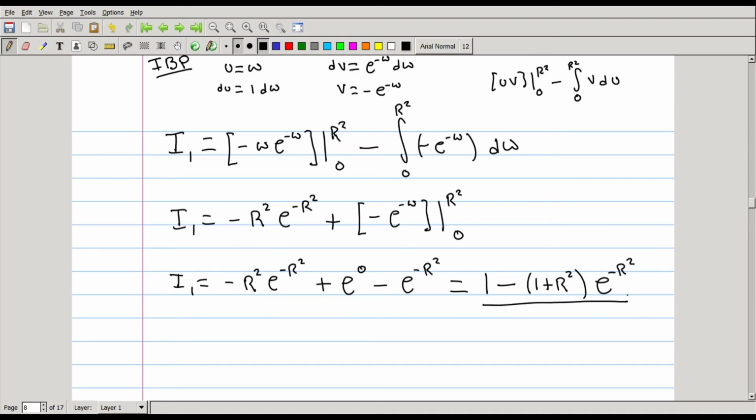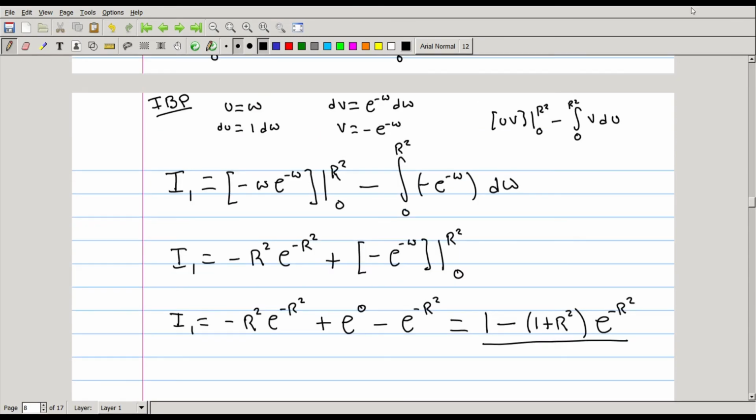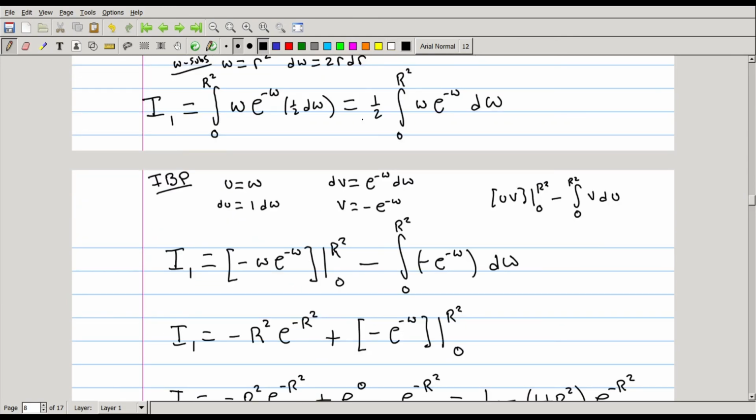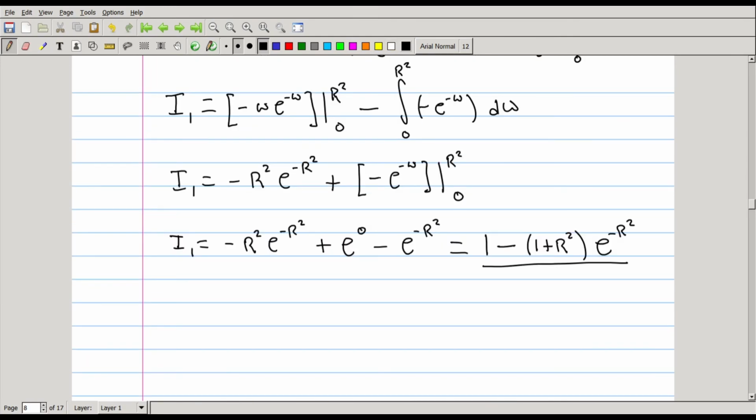This is our value of I1. Oops, and I just realized that I am missing a 1/2 here. I seem to have dropped this 1/2, so I apologize about that. Let's go through and fix that right here so that this is correct.